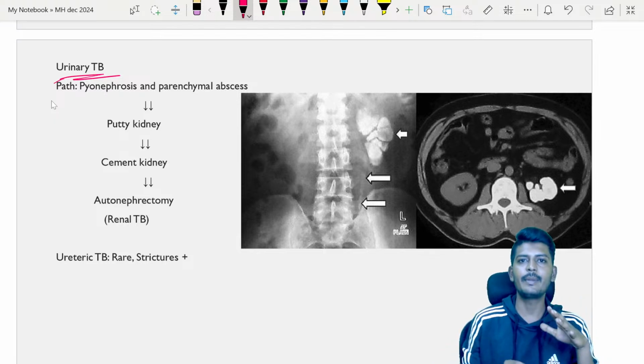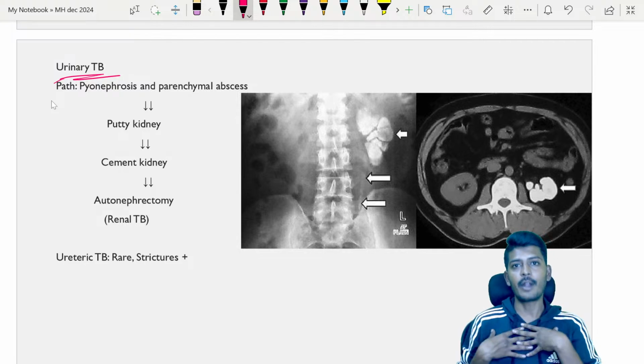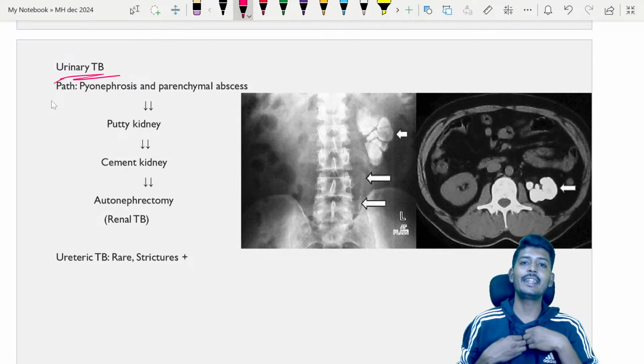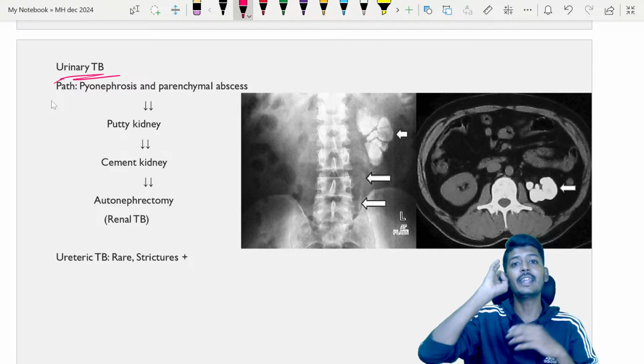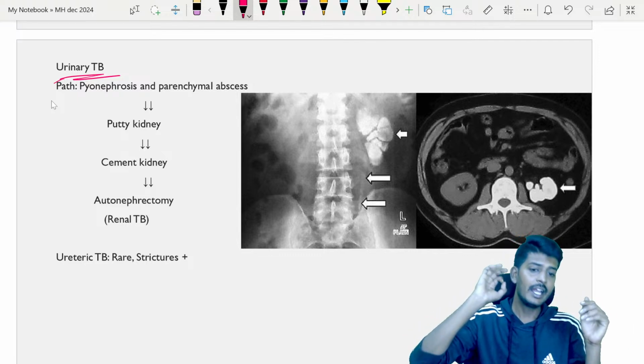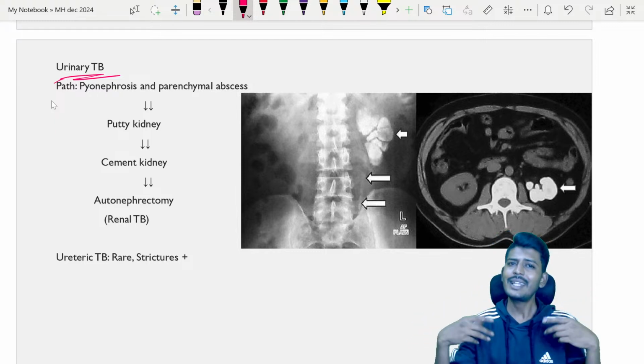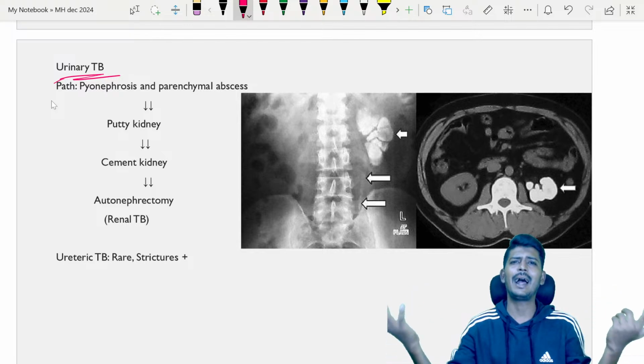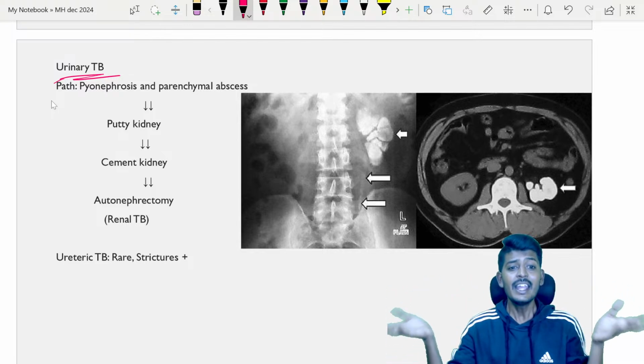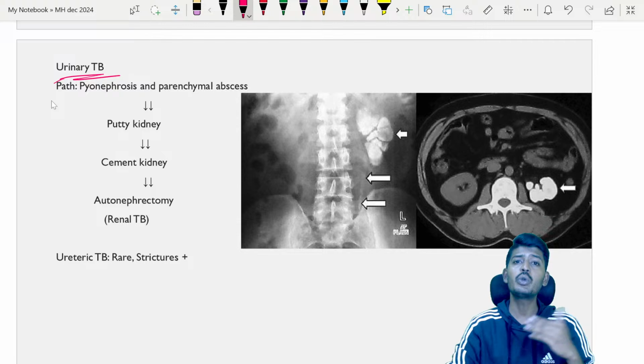Most commonly, primary TB will be lung TB. From the lungs, the bacteria enters into the blood. From the blood, it will start to spread all over the body, to any location, for example, the abdomen, for example, the meninges. If it comes into the kidney, it will lead to renal TB.